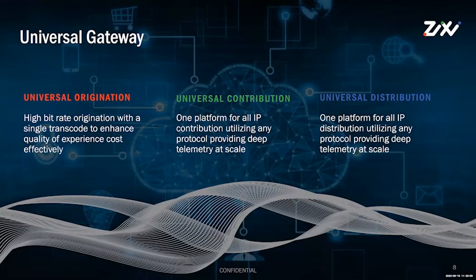The other use case I just wanted to highlight is the concept of a universal gateway. So what I mean by this is, one is there's a way to do universal origination, so that you can take a very high bit rate origination feed and you transcode once to whatever ladder you want to transcode to, and you get a much higher quality. It's much more efficient, much more effective, much more cost effective by doing that. A good example of that is Bloomberg Plus.